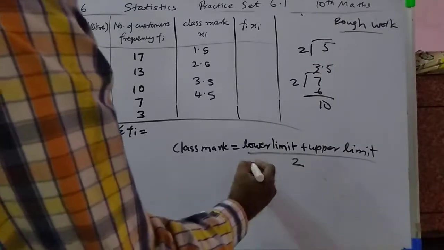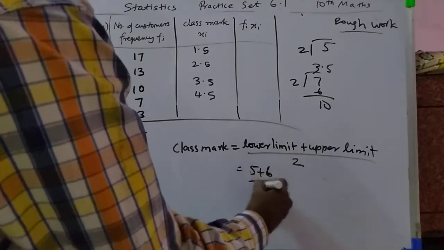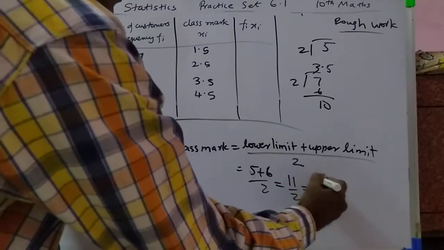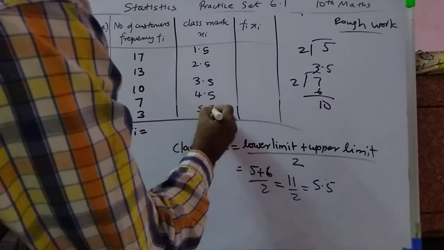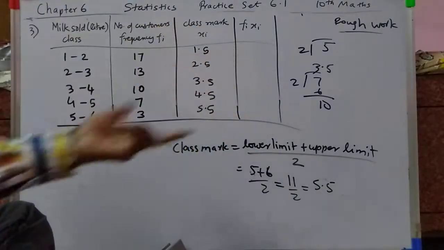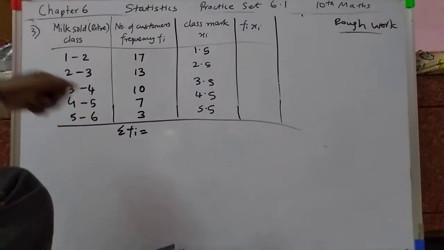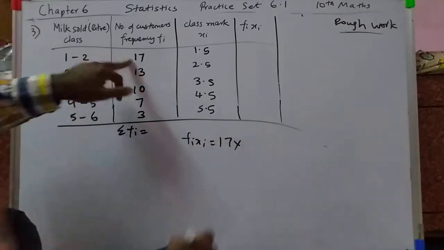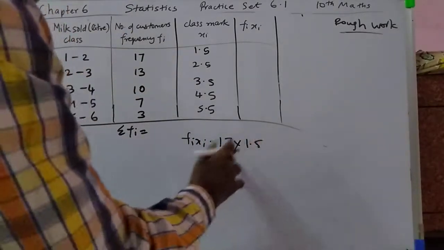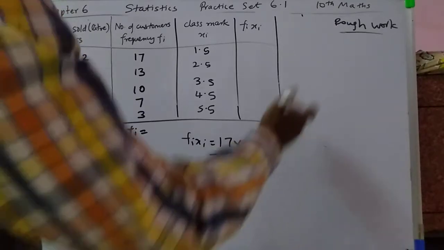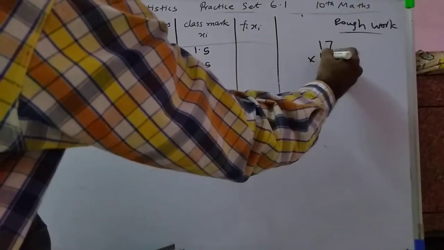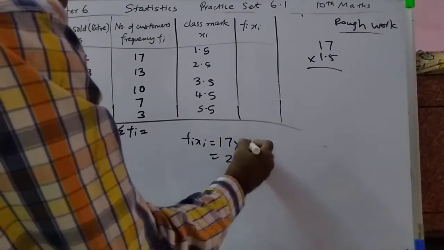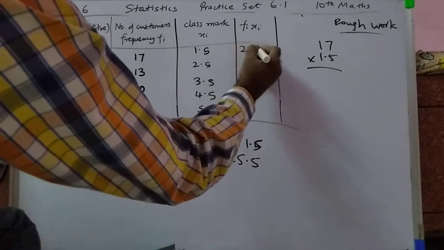The last one is 5 plus 6 divided by 2, that is 11 by 2, how much you get? 5.5. Now we will calculate f(x). I have to just multiply. Now f(x), 17 into 1.5, calculate here, and you will get 25.5 because point is there. So point, it will become 25.5.